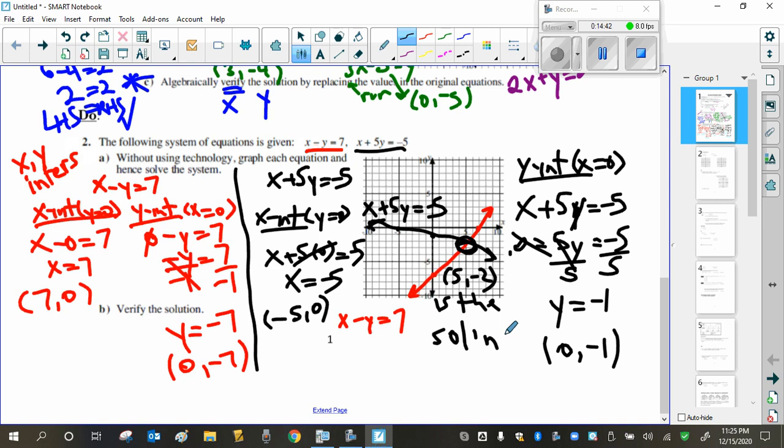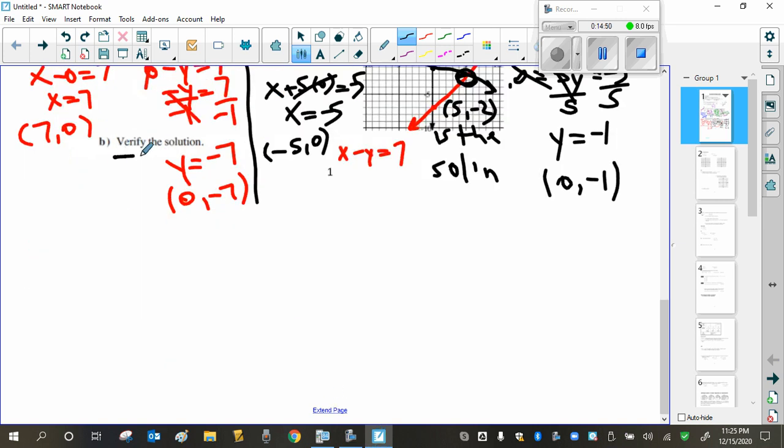Okay, now it says verify the solution. So the solution we just wrote down is 5, negative 2. For verify, you have to see if this point is on both lines. And you'll see both lines in the question. He labeled both lines. So go ahead and do that. And when you're done, go ahead and unpause it.